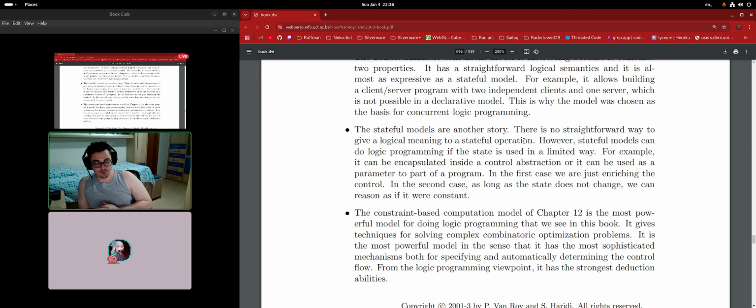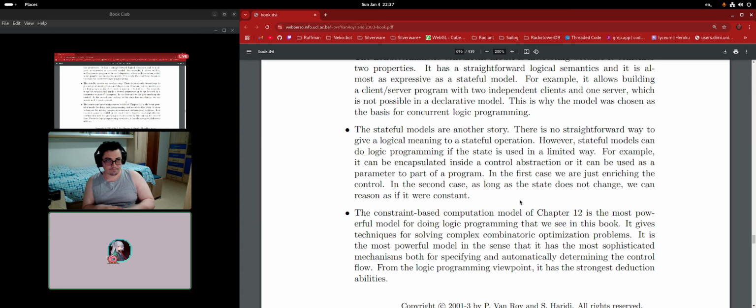However, stateful models can do logic programming if the state is used in a limited way. For example, it can be encapsulated inside a control abstraction, or it can be used as a parameter to a part of a program. In the first case, we are just enriching the control. In the second case, as long as the state does not change, we can reason as if it were constant. Yeah, in a particular fragment of the program where the state is constant, it can be used as a constant. But again, that's very limited power in that case.